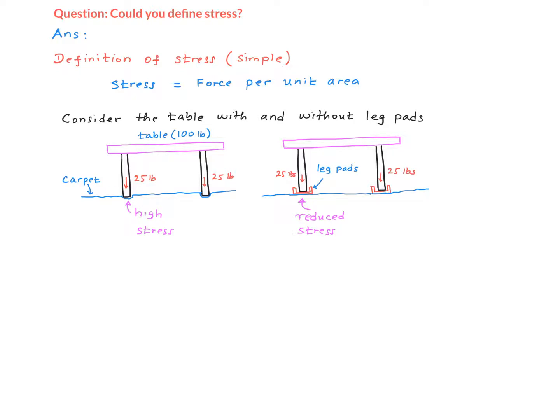Each leg is still carrying the same force, 25 pounds, right? So the difference is in the stress, not the force. At the contact between the legs and the carpet, the stress, which is the force per unit area, is very high here, very low here. So this is what prevents indentation from forming under the legs when you use leg pads.